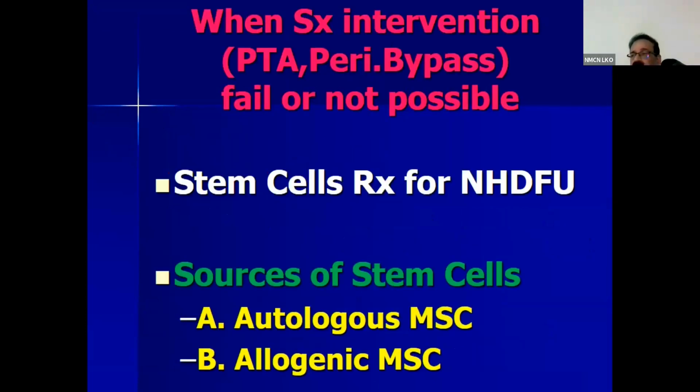And as I told you, when surgical intervention like angioplasty or peripheral bypass fails, or if it is not possible because of the reasons which I enumerated, we can do stem cell therapy also. So the source of stem cells is autologous mesenchymal stem cells or allogenic. That means from others. Autologous means from the same patient.